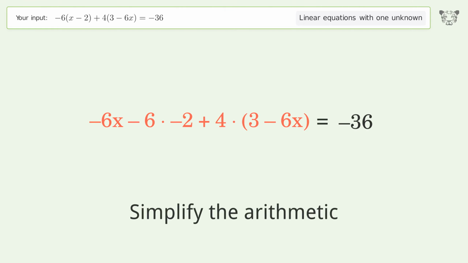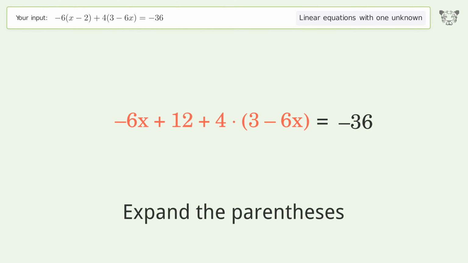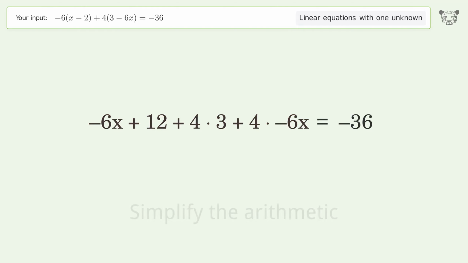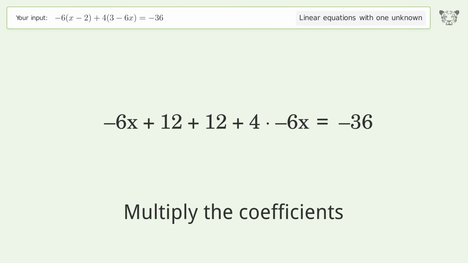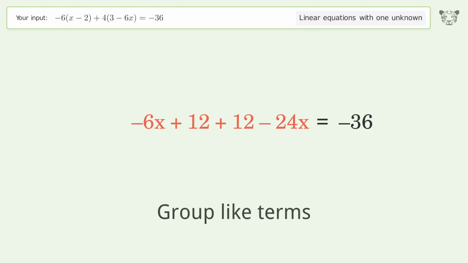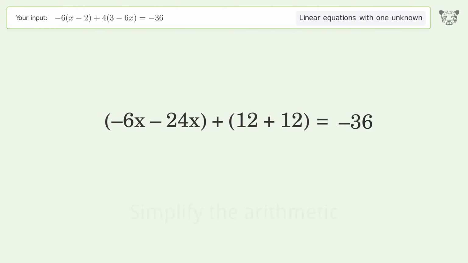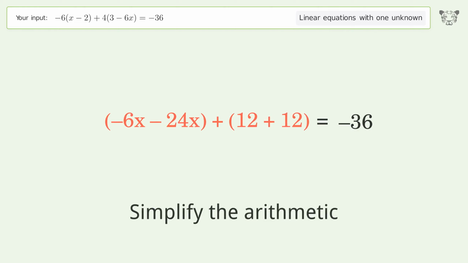Simplify the arithmetic. Expand the parentheses. Simplify the arithmetic. Multiply the coefficients. Group like terms. Simplify the arithmetic.